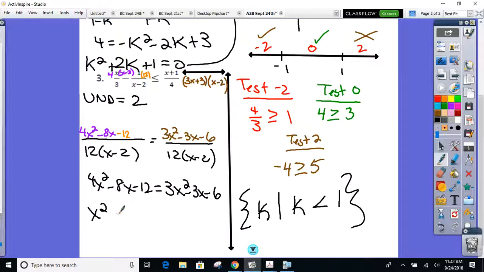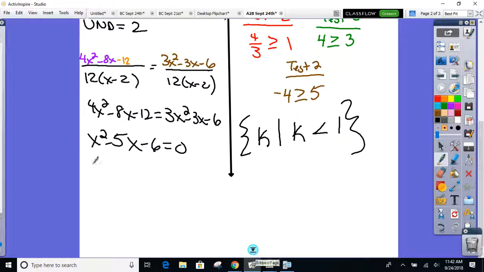Okay, I get x squared when I move the 3x over, and I get minus 5x when I move it over. Yep, and then minus 6 when I move the negative 6 over. Yep. Okay, can you guys factor that for me? Anybody know two numbers multiply to negative 6, add to negative 5? Ooh, watch the 3 and 2 here. Negative 6 and positive 1. All right, so what are my two values here?